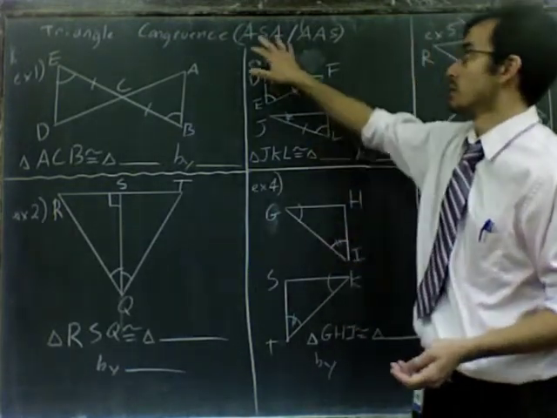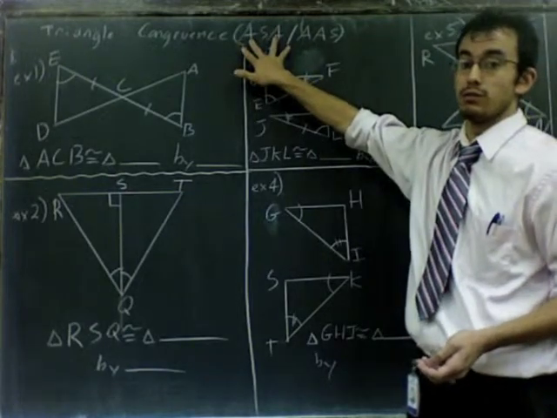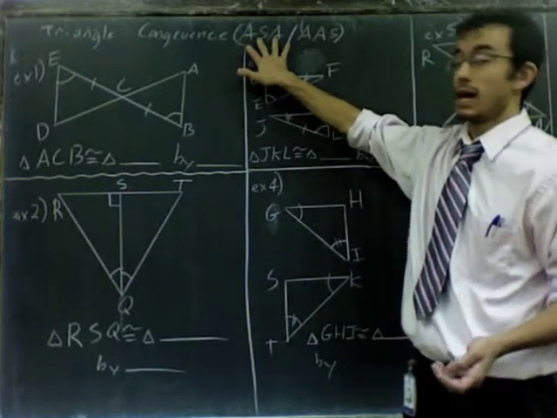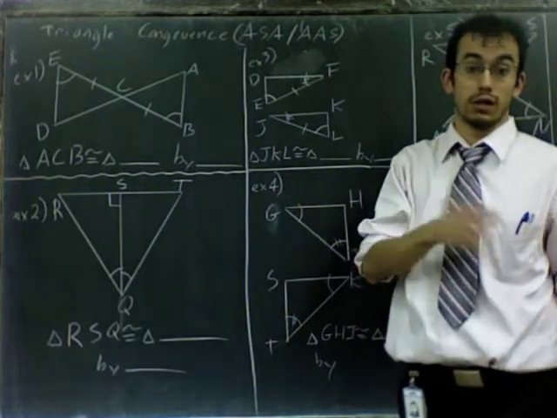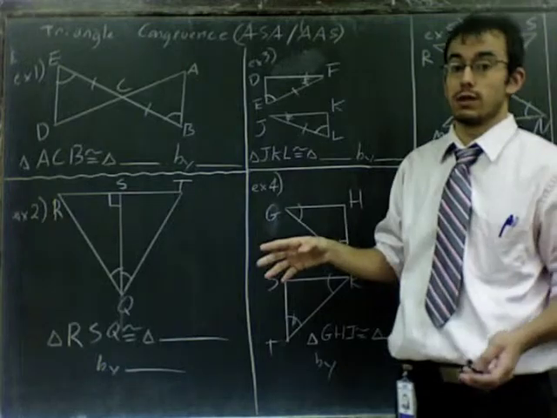If you know that two angles in one triangle are congruent to two angles in another triangle, and the side that connects those two angles is congruent to the side that connects the two angles in the other triangle, then in fact those two triangles are the same.